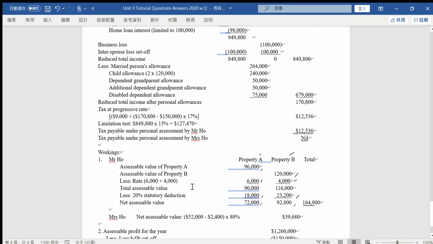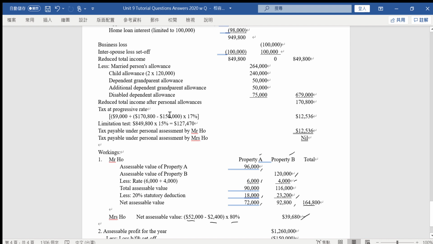164,800. While his wife, Mrs. Ho, that is the rental income, and that will be the rate, and then 20% statutory deduction. That's why you simply times 80%, then you will work out the net assessable value. Okay, that will be another way to do it, but preferably you will work like Mr. Ho using a table form. Okay, but that will be another one, that will be a shortcut.